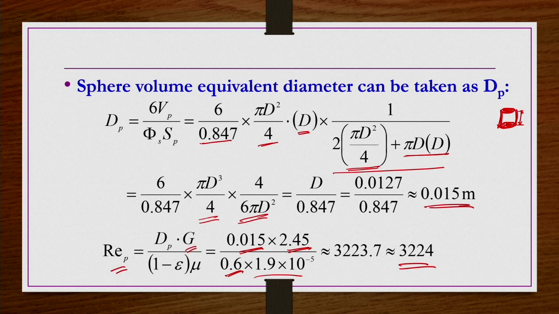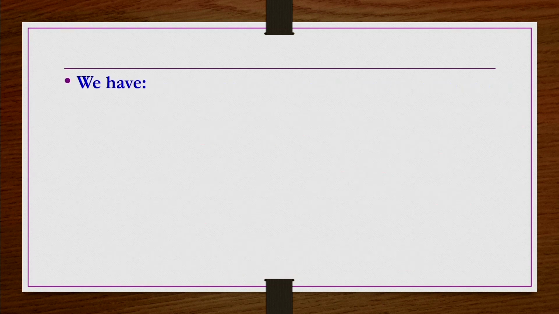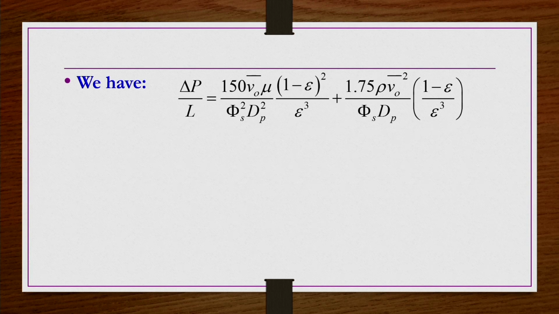Once this Reynolds number is known, you can use the equation F is equal to 150 by REP plus 1.75, and find out F, and from there you can find out delta P, or directly you can use the delta P equation in the Ergun equation form. Either way you can do it. Since the previous two problems we have done in terms of friction factors and then calculated delta P, here we try to do the same thing directly using the Ergun equation, to have practice with a different way.